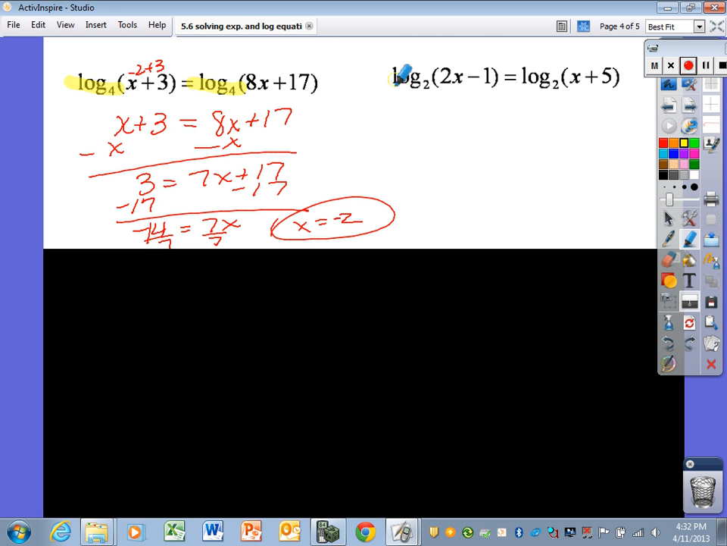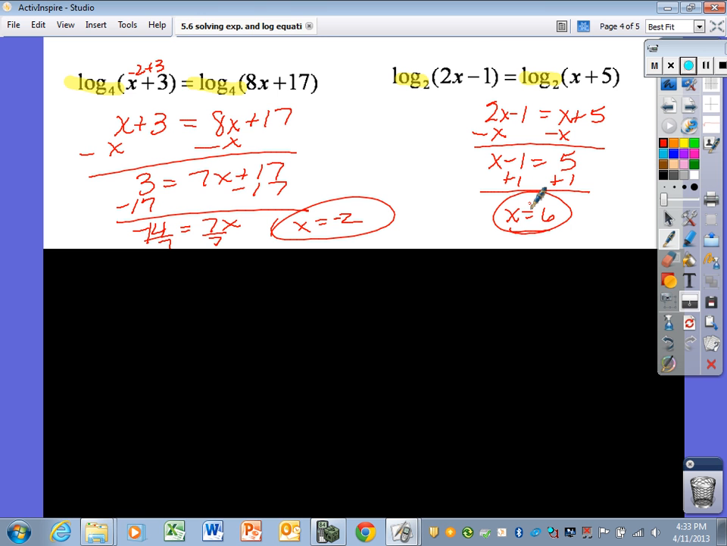Next one, do I have the same log base? Yes, I do. So 2x minus 1 should equal x plus 5. Subtract x. Add 1. And I put 6 in here. 2 times 6 is 12, minus 1 is 11. 11 is a positive number, so I am okay.